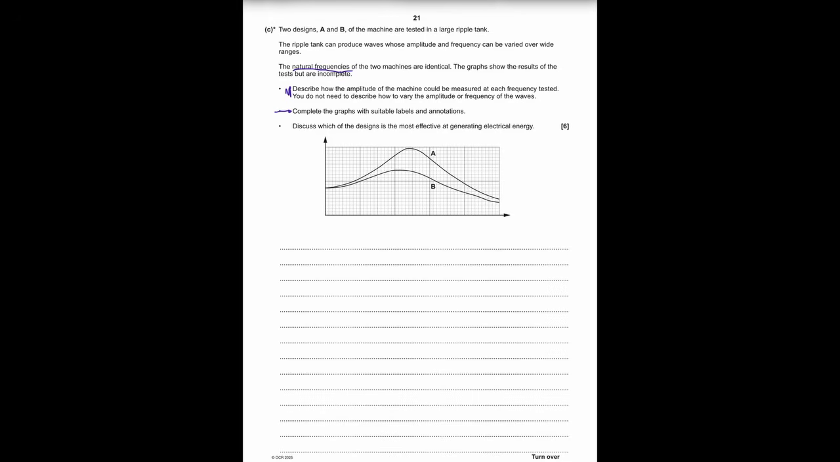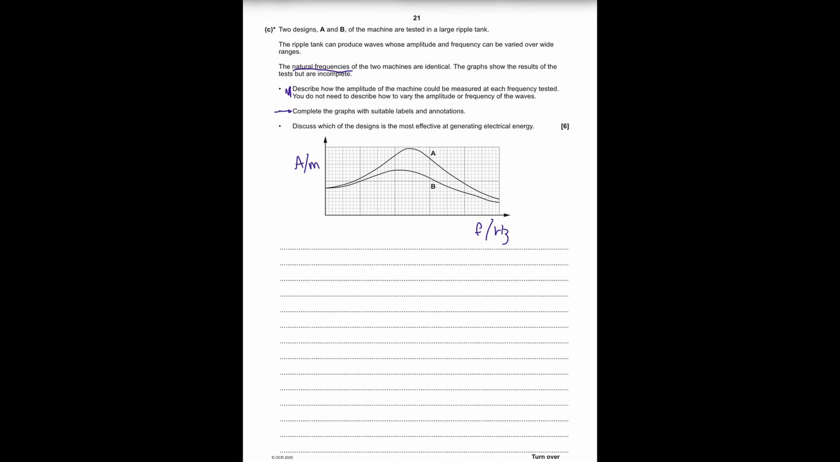So I know that the axes here are going to be amplitude, and over here it's going to be frequency, because that's what the information in the question is giving me, and I know it's this type of graph just by looking at it anyway. What have I missed here? I've still missed the unit, so I've got to say the amplitude is going to be in meters and the frequency is going to be in hertz.